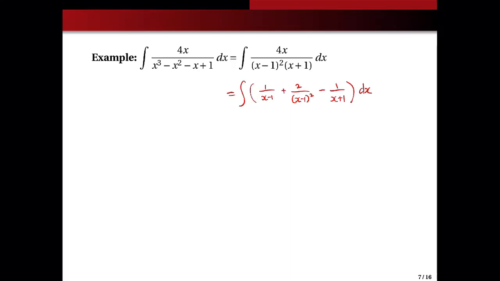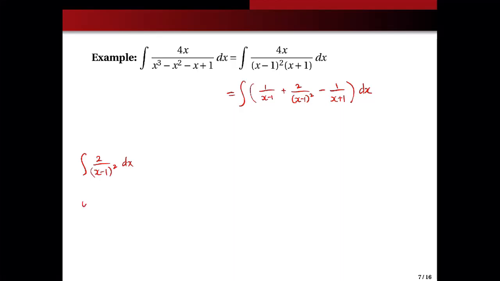So this guy here, this is just ln. This guy here, you can use power rule for integration. Well, of course, you need to do some substitution rule first. Okay? And then here, you have ln again. So let's just try to integrate 2 over x minus 1 squared dx.